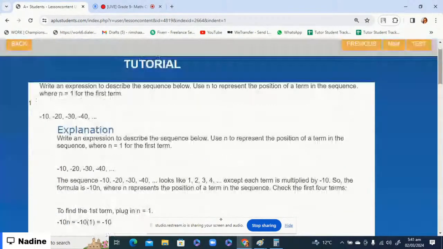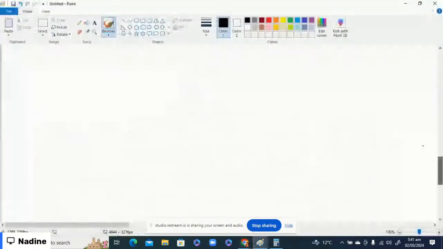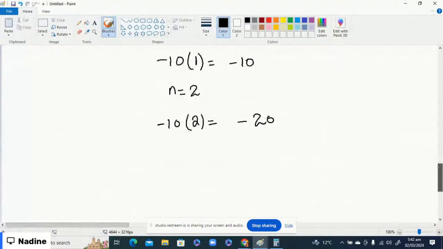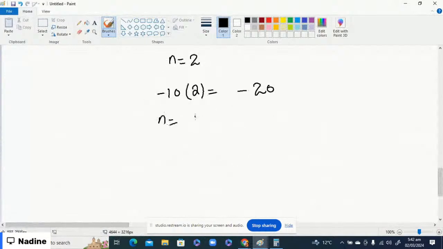Look, the expression is minus 10n. This is your sequence. Like how? First of all, you are going to put n equal to 1. So in place of n, you put 1. Minus 10 times 1 is minus 10. Now you put n equal to 2. So this is minus 10 into 2, which is minus 20.